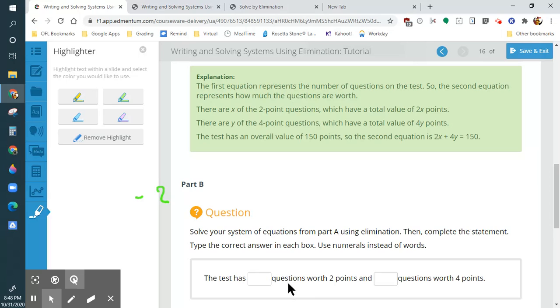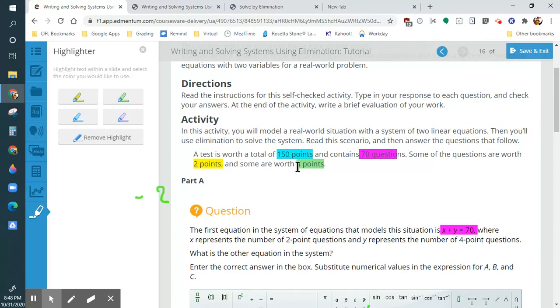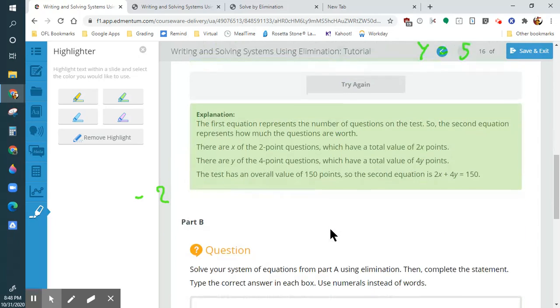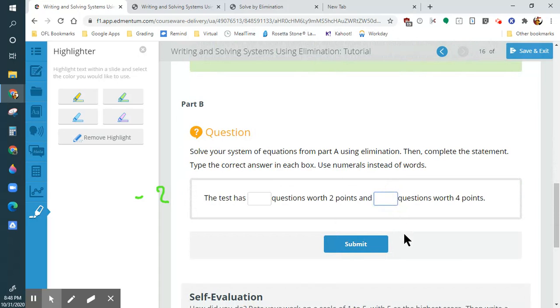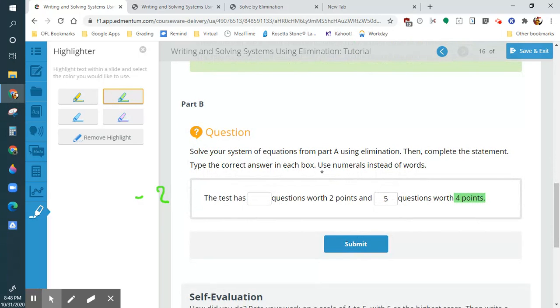So I'm going to do this. I'm going to put, and my y, if I remember correctly, y was the green. So the green is going to be 5. So 5 of the 4-point questions, because this is our green. Now I need to figure out my other questions. Well, luckily, since I know 5 of them are that, I can do x plus 5 equals 70. So after I subtract this out, I know x is equal to 65.